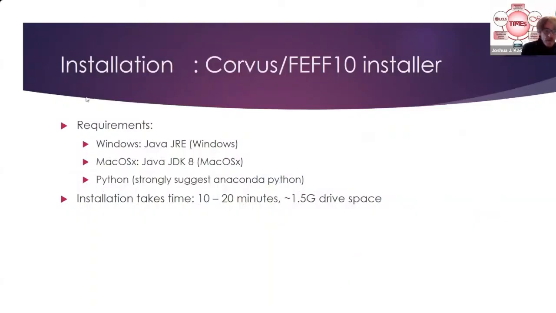Okay, so before we get started on actually installing, you should know about some requirements. For Windows, you need to have Java JRE. The latest updated version would be good. For Mac OS, you need the Java JDK 8. That's not the latest one, so just be careful about that. If you start the installer, it's going to warn you about this anyway, so it will check to see if you have JDK 8 on Mac and JRE on Windows.